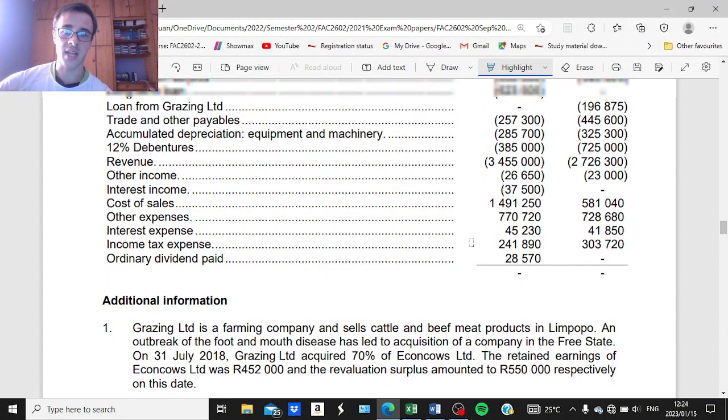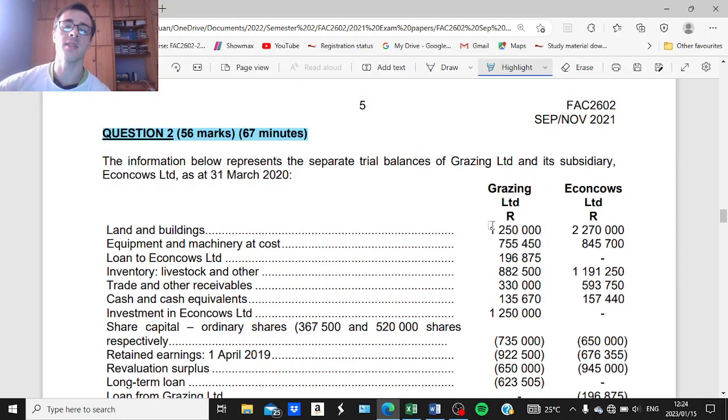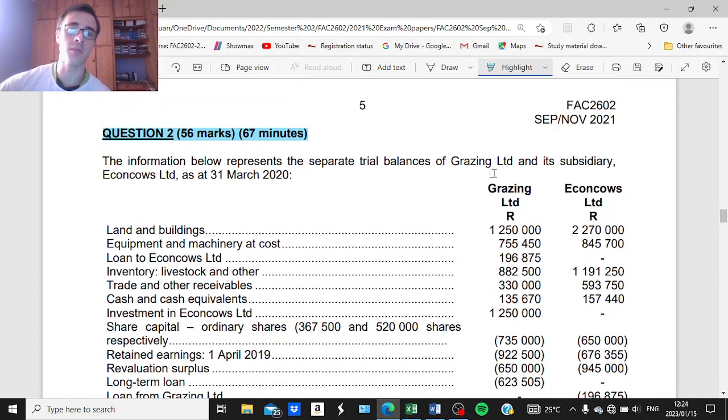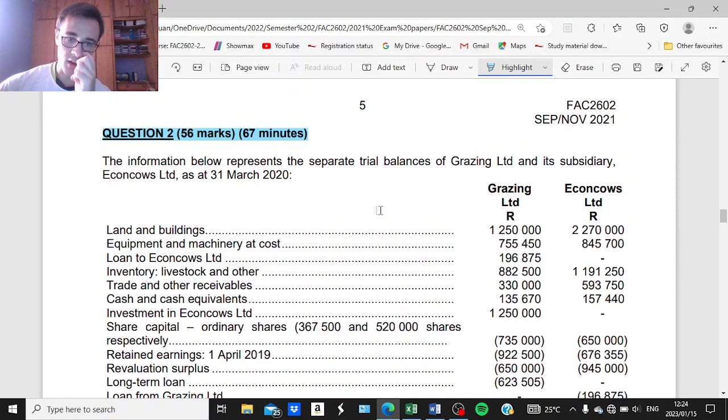We are busy with our exam preparation for the supplementary examination paper that will be written on the 23rd of January. So we have one more week to prepare for that exam paper. In the previous lesson, we worked through question 1 of the September-November 2021 examination paper that addressed the pro forma consolidation journal entries. In today's lesson, we will focus on the group financial statements of the Grazing Ltd Group.